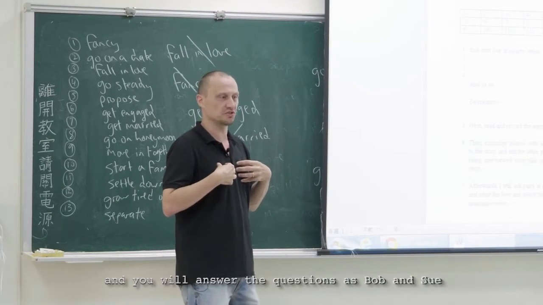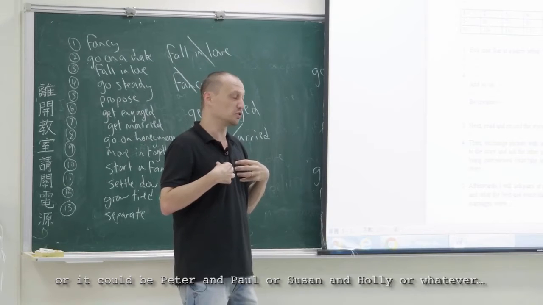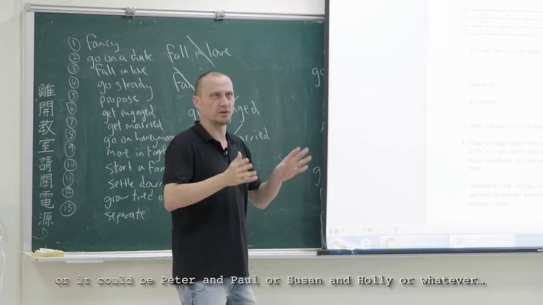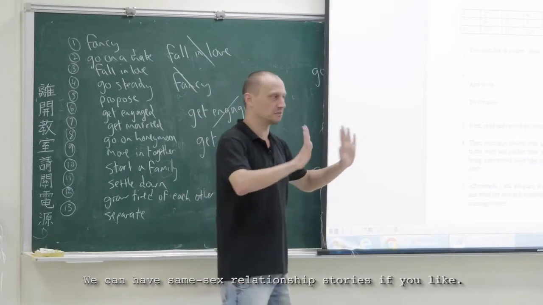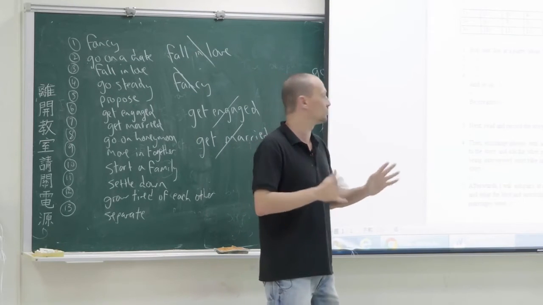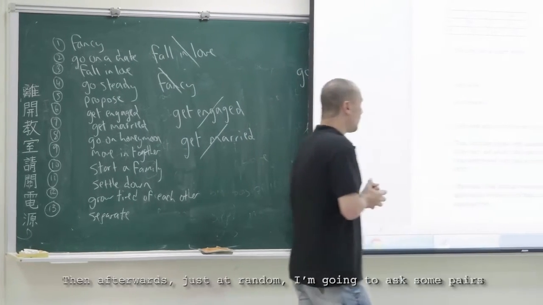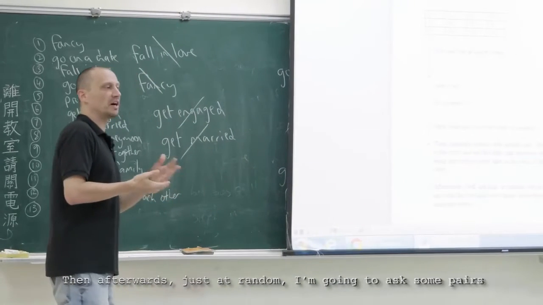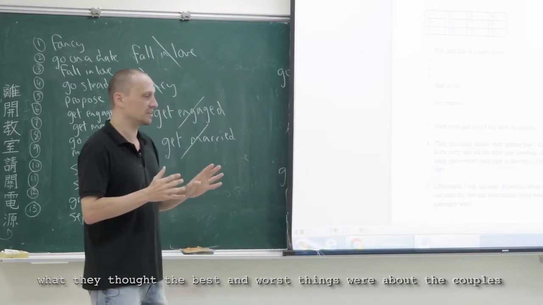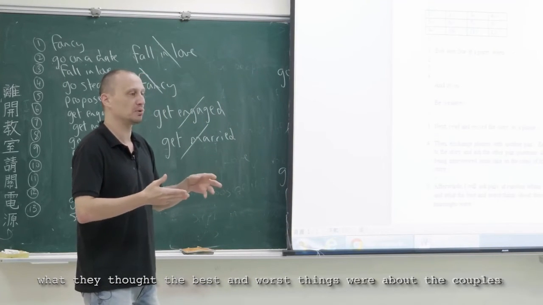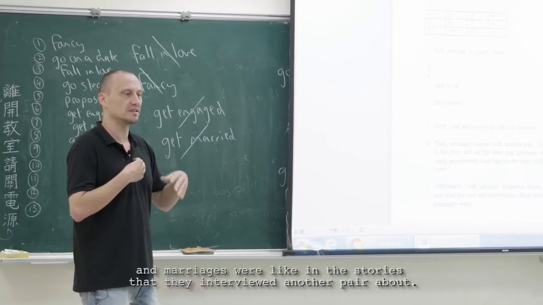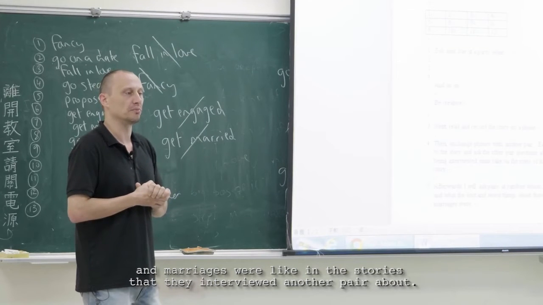And you will answer the questions as Bob and Sue, or it could be Peter and Paul, or Susan and Holly, or whatever. Like I say, we can have same-sex relationship stories if you like. It's up to you. Then afterwards, just at random, I'm going to ask some pairs what they thought the best and worst things were about the couples and the marriages in the stories that they interviewed another pair about.